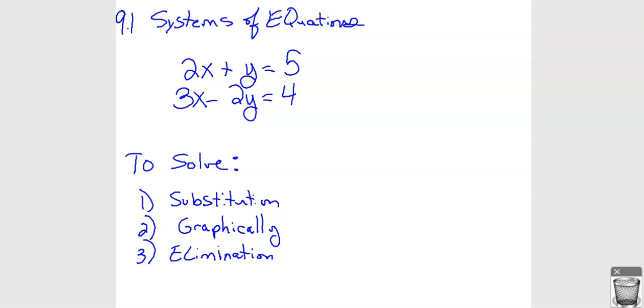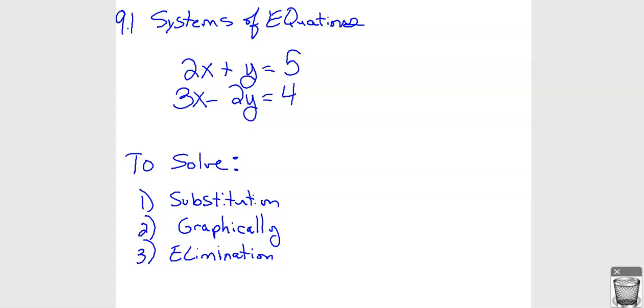This is 9.1, starting a new chapter. This is dealing with the systems of equations. You've actually done this concept for several years already, and with this chapter we're going to take it a little bit further into it. So we're going to start off with 9.1, and this may seem familiar, but 9.2 and 9.3 will get a little bit more involved. So here's a system of equations, and we're going to solve it.